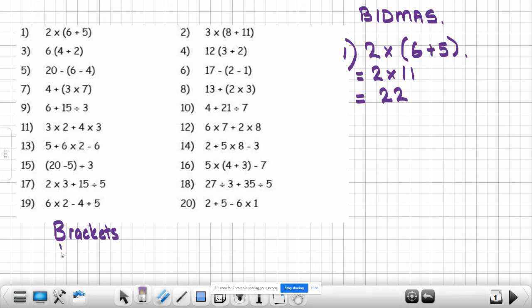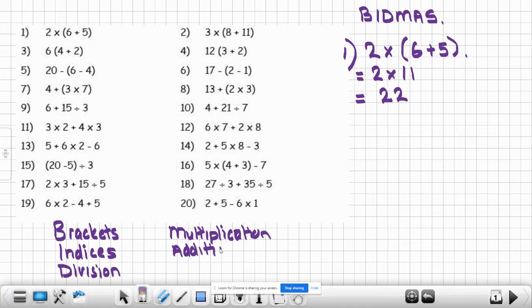I think for this, I'm going to write again the rules of indices. And then moving over here, multiplication, addition, and finally subtraction.